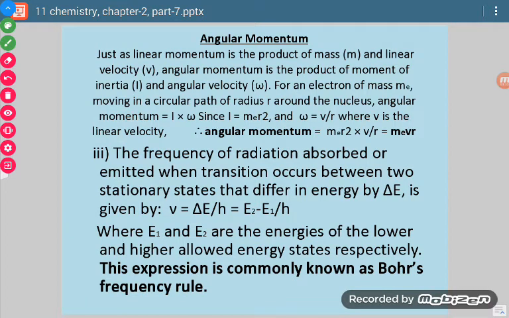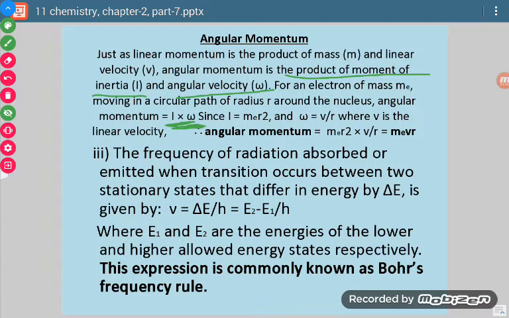In the third postulate we will be using the term angular momentum. So first, let us discuss what angular momentum is. Normally, linear momentum means the product of mass and velocity. Angular momentum is the product of moment of inertia and angular velocity. Moment of inertia is denoted by I and angular velocity is denoted by omega.